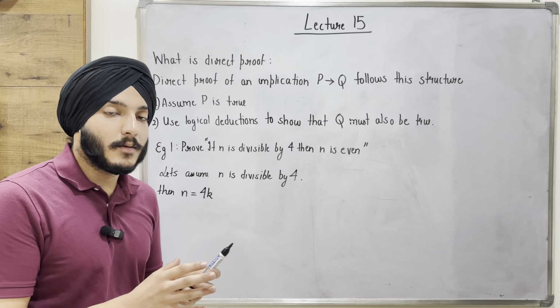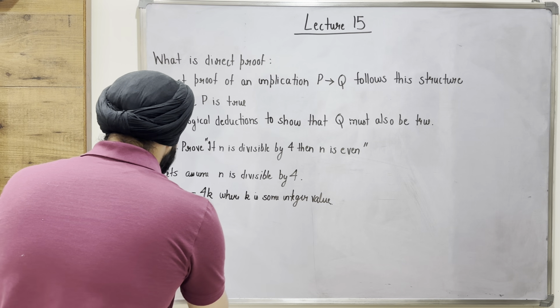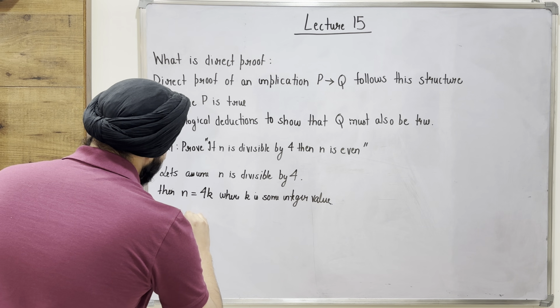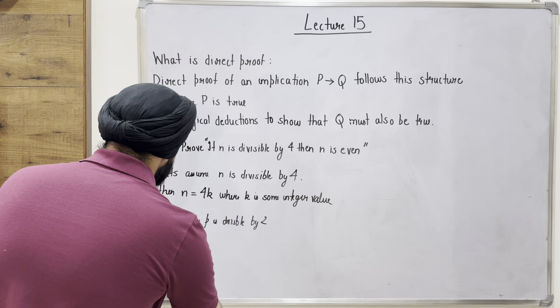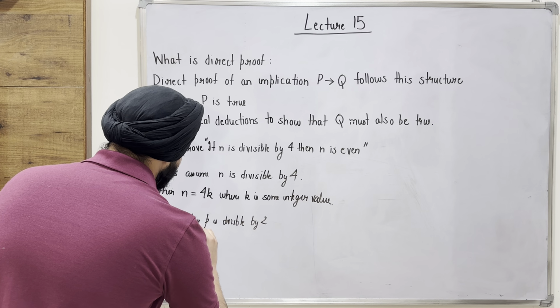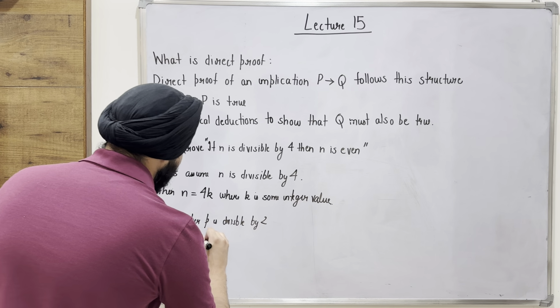Now let's try to figure out if n is even. First, how do I figure out if a number is even or not? There's a very simple way to understand. If a number is even, then it has to be divisible by 2. And if a number p is divisible by 2, then p equals some value 2k. Does that make sense? So if a number is divisible by 4, then it is 4k. If a number is divisible by 2, then it has to be of the form 2k.